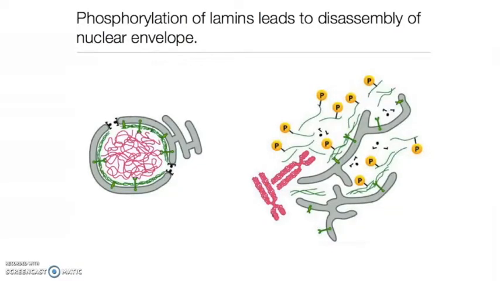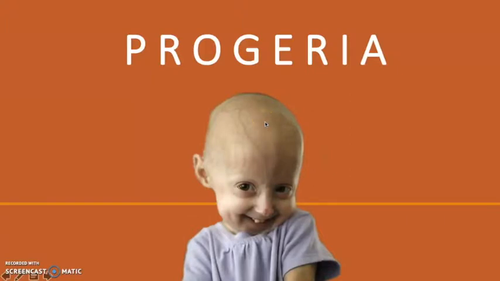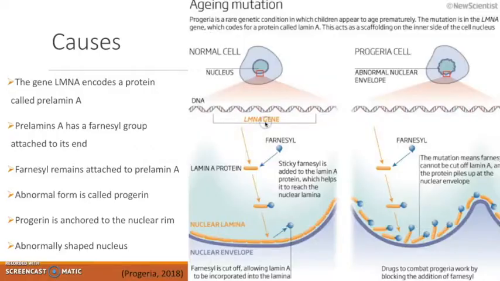Here is an example of what can happen to the nucleus if there is a mutation in a lamina protein. If it is phosphorylated, as it's shown here, it disassembles the nuclear envelope and the cell dies. So now I want to tell you about the disease called progeria, and if you don't know, it's premature aging, when kids look like adults.